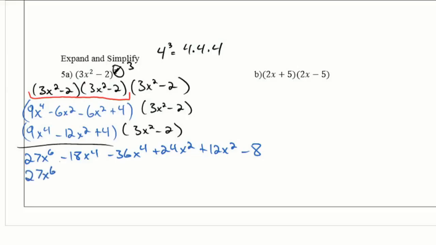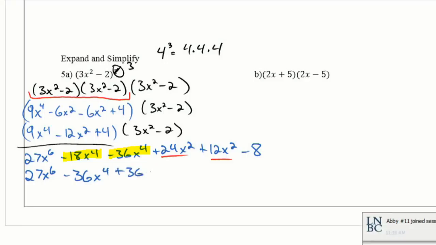Combining my like terms. 27x to the 6 I can't do anything with. You'll see that I have x to the 4 here, x to the 4, and I have x squared, x squared. And that's where I end up with that guy.